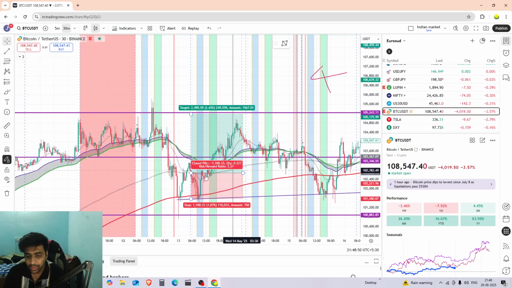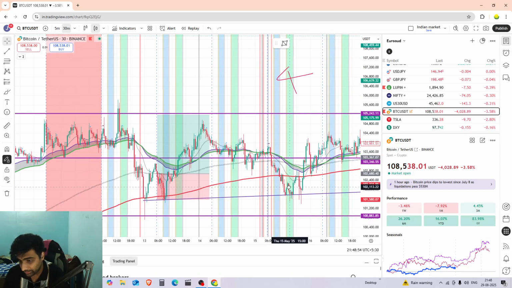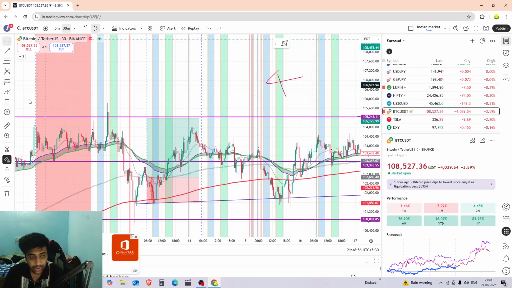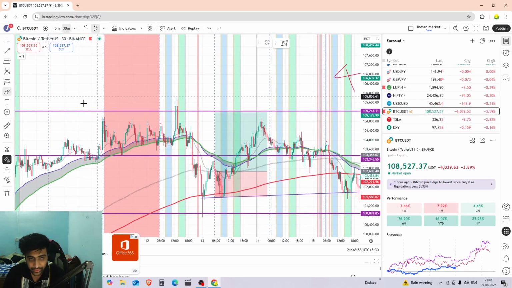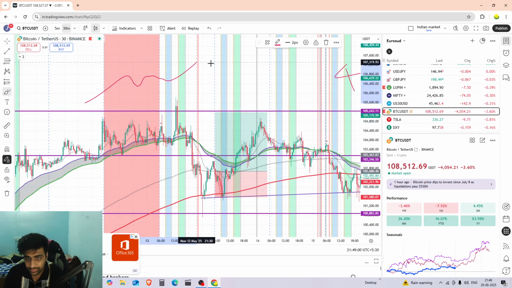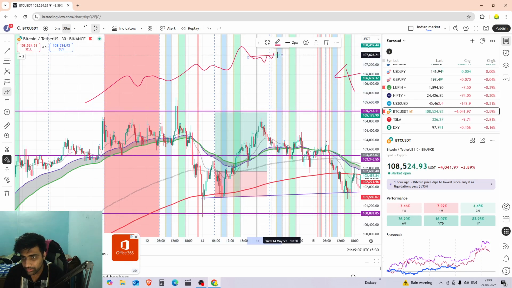Now there are a couple of points which you have to keep in mind. Whenever there is an uptrend, like this, the market is moving like this in an uptrend, and there is a double bottom at the 300, we usually go long here and go up.